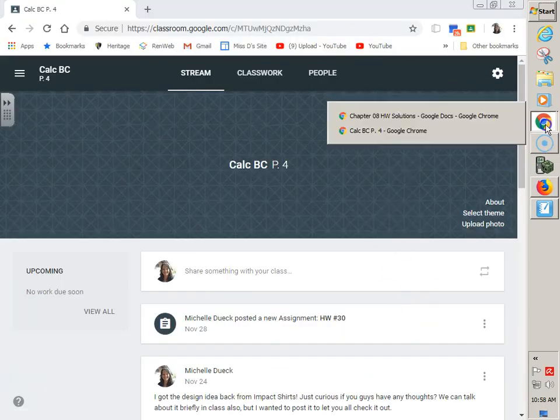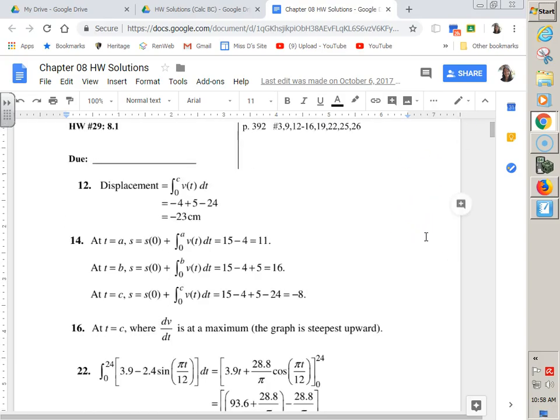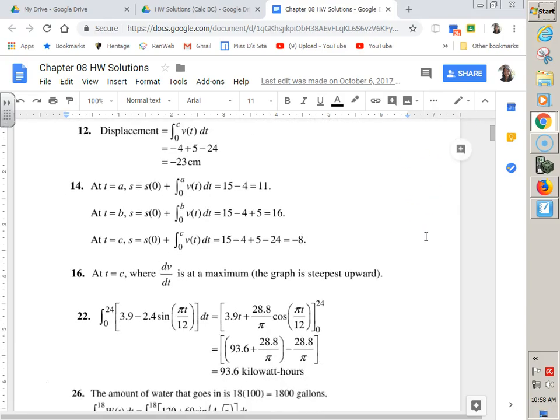Nope, wrong one. Lo siento. There we go. Number 12, final answer, negative 23 centimeters. If you got it wrong, check the setup. True? Because you shouldn't be making mistakes by hand because you're not doing it by hand for the most part. Number 12, negative 23 centimeters. Number 14, you have 11 and 16 and negative 8. Did you guys figure out that was an at and not an over, and you had to add the initial plus the change? Good.